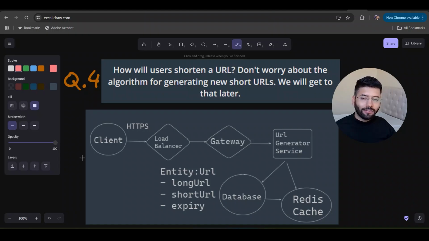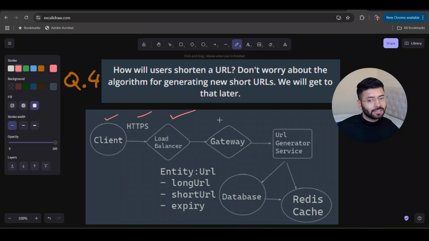Okay, so this is the high level diagram that I gave as an answer. In the beginning we have the client. I'm using the HTTPS protocol for my REST APIs, and then there is a load balancer. Why is a load balancer required? Because this system is at huge scale, so we would require horizontal scaling, right? There would be multiple servers, and in order to handle the horizontal scaling, a load balancer would be required.